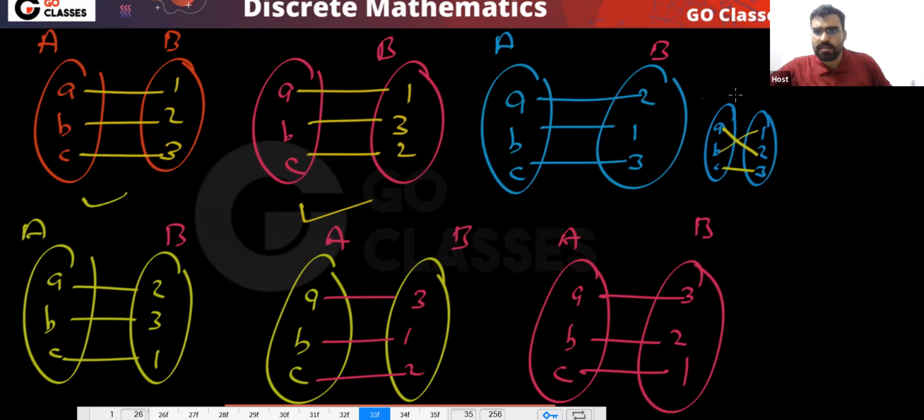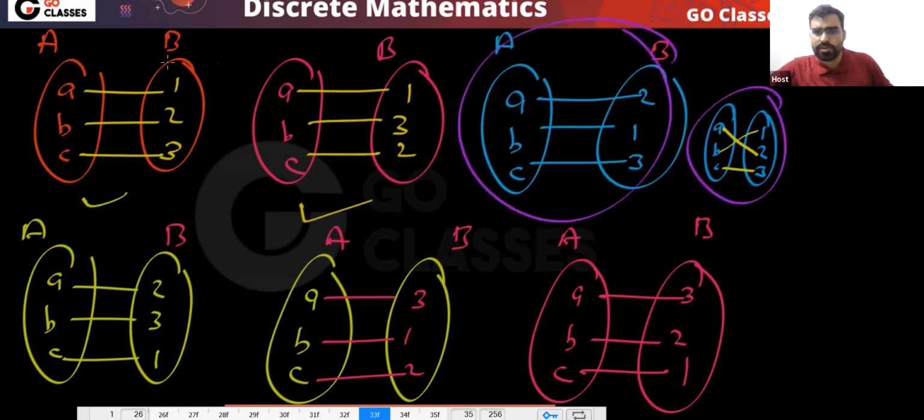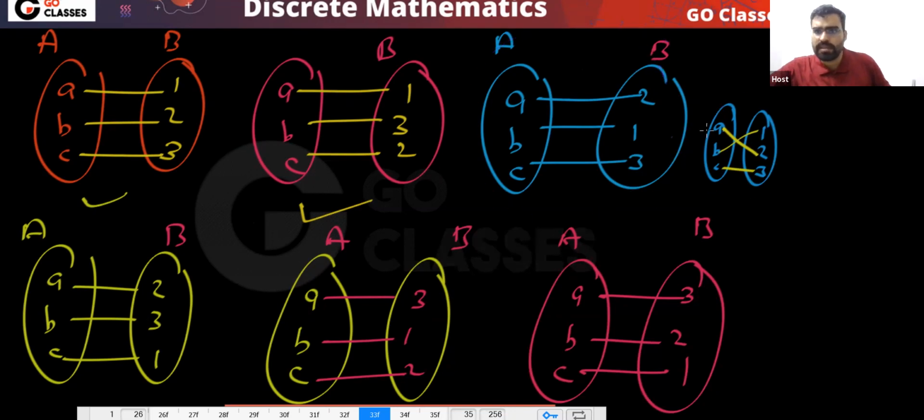These two are actually the same. This one and this one are actually the same. So you can notice, yes, this is also covered. This bijection is the same as this bijection. There is no difference. So only how many bijections do you have?